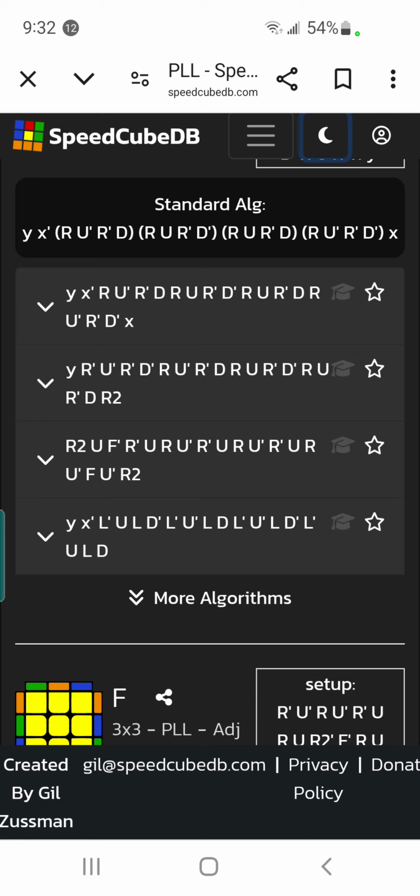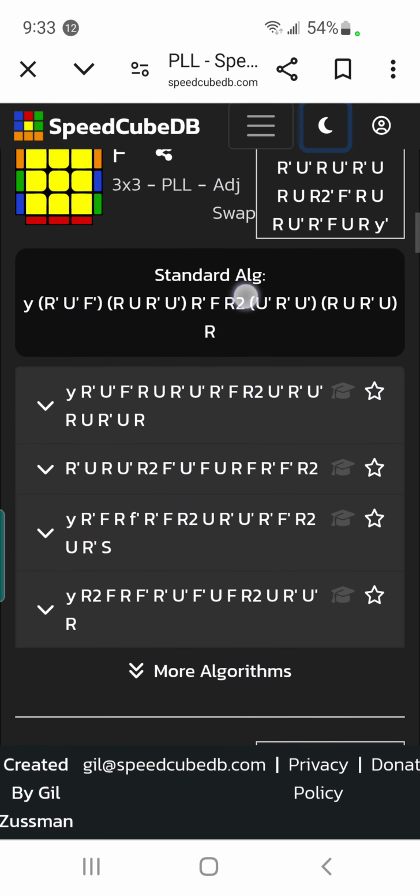Okay. So now, alright, so now do the algorithm again, because to get the cube back in its solid state, you have to do 2 E-perms to get it into its normal solid state. R prime, U, R, U prime, R prime, U, R, U prime, R prime, U, R, U prime, F, U, R2.